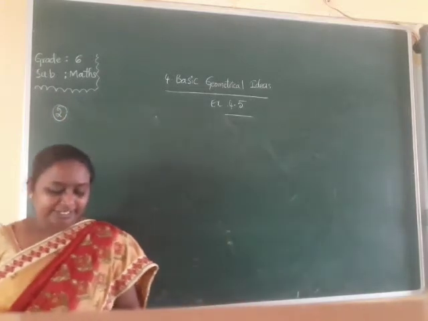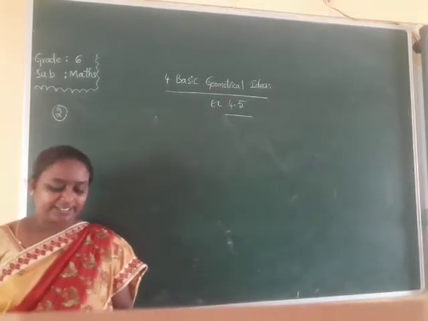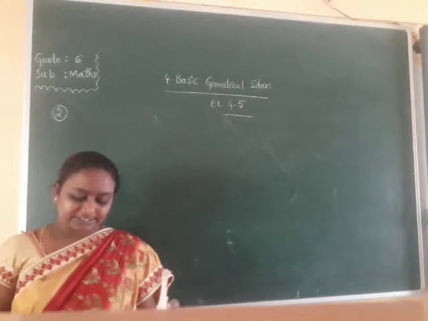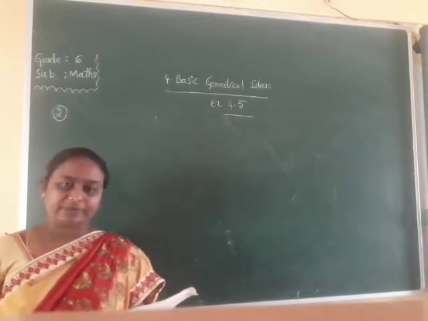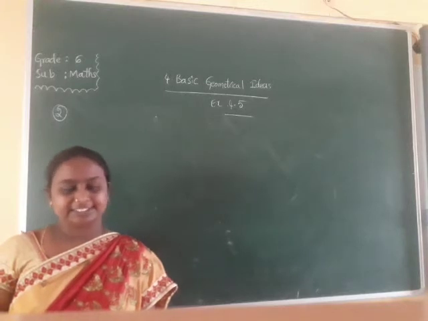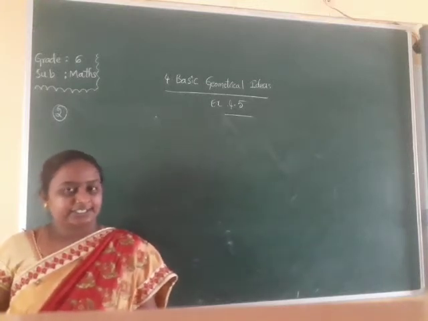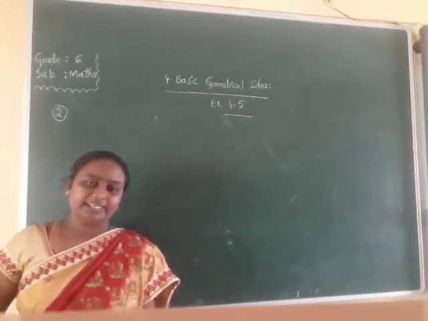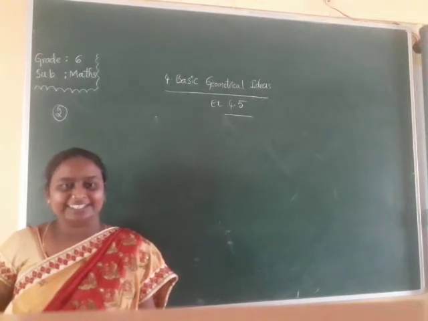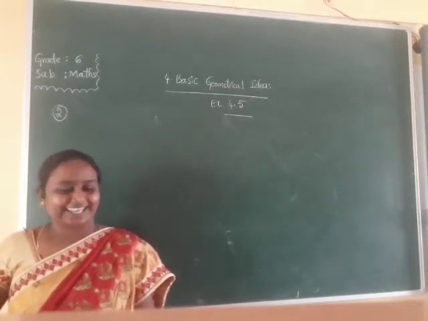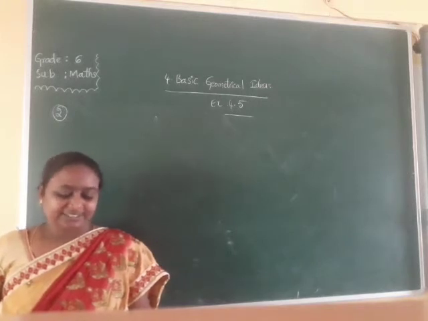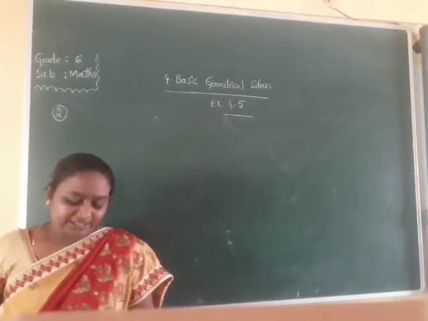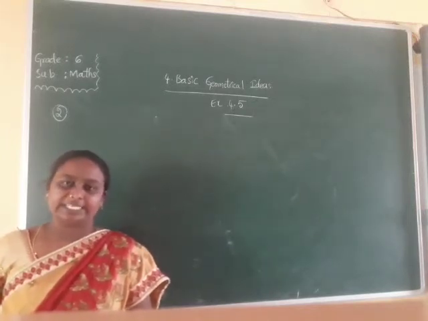Second one, draw a rough sketch of a quadrilateral KLMN. State two pairs of opposite sides, two pairs of opposite angles, two pairs of adjacent sides, two pairs of adjacent angles. So, in the introduction class, we have seen the quadrilateral contains four sides, four angles, adjacent sides, adjacent angles, opposite sides and opposite angles. So like that you have to draw quadrilateral KLMN and find the opposite sides and opposite angles.